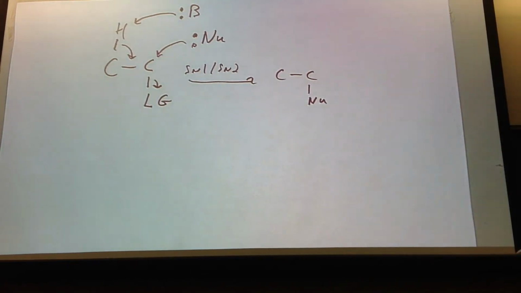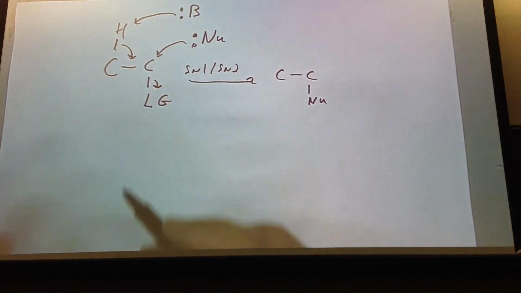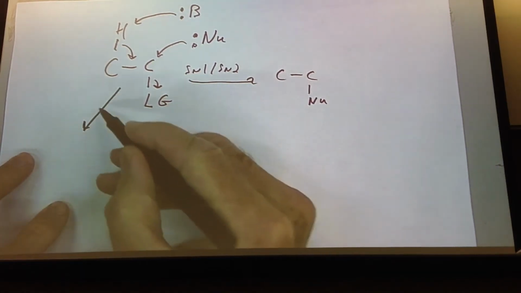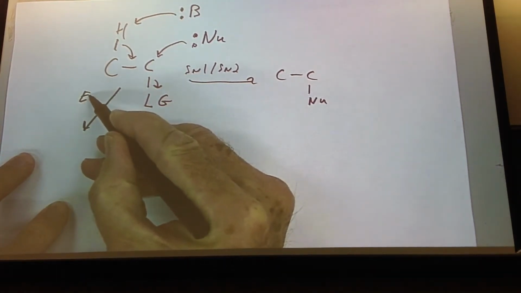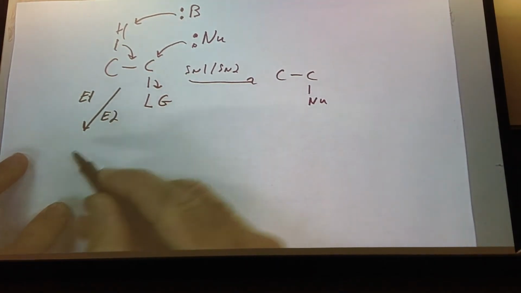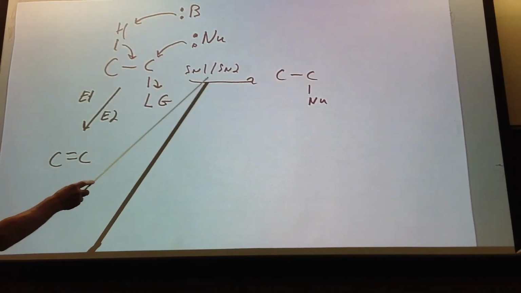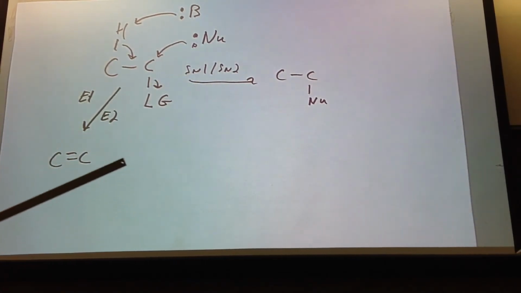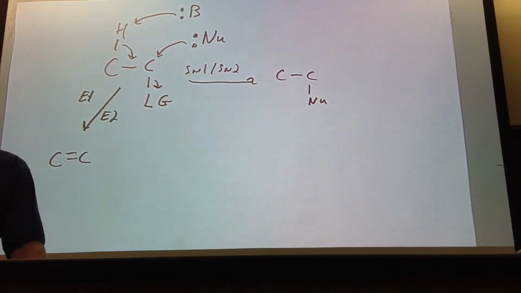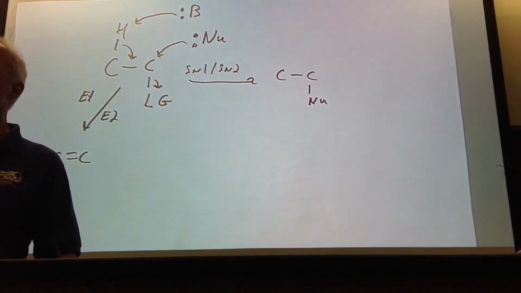Anytime you have something like this, you can get elimination by E1 or E2 mechanism, or you can get substitution by SN1 or SN2. So that's why it's kind of crazy. And in many cases, I'll tell you what reaction is taking place. There's certain tricks you can do to favor one process over the other. Okay? So elimination and substitution always compete with each other.